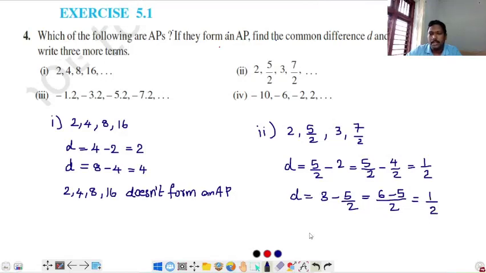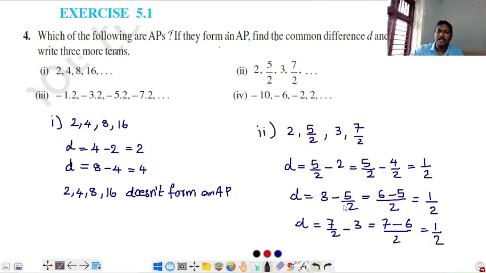1 divided by 2. Now next d, we can find A4 minus A3, that is 7 by 2 minus 3. Cross multiplying we will get 7 minus 3 into 2, 6 divided by 2. So we will get that also 1 by 2. So here see, we got 1 by 2 in all the cases. d we got 1 by 2. So this forms an AP.